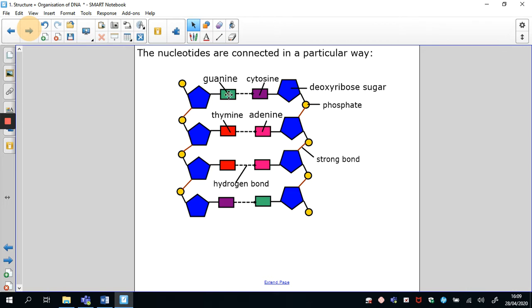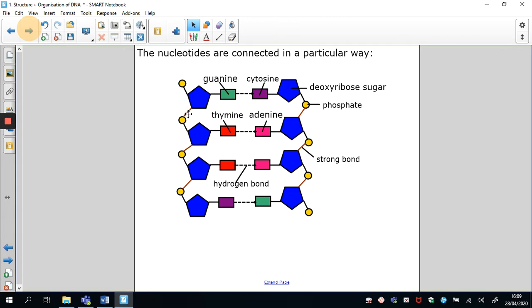So between the base of one strand and the base of the opposite strand, there is a dotted line shown here. That dotted line on every single one of these rectangle bases is a hydrogen bond. So that's a hydrogen bond, that's a hydrogen bond, that's a hydrogen bond. And it's hydrogen bonds that are holding the base of one nucleotide to the base of the opposite strand.